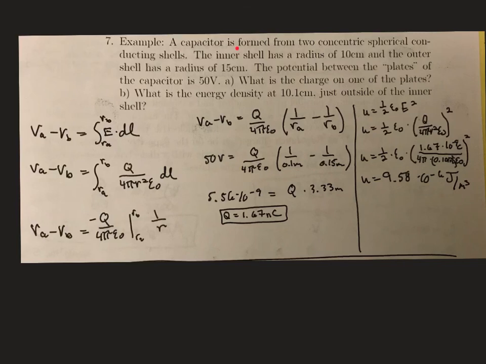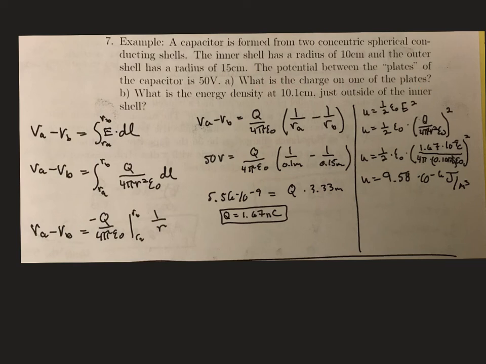Alright, so in this problem we have a capacitor formed from two concentric spherical conducting shells. So we're not dealing with a parallel plate capacitor anymore. The inner shell has a radius of 10 centimeters and the outer shell has a radius of 15 centimeters. The potential between the plates of the capacitor is 50 volts. And by plates I mean concentric conducting shells.